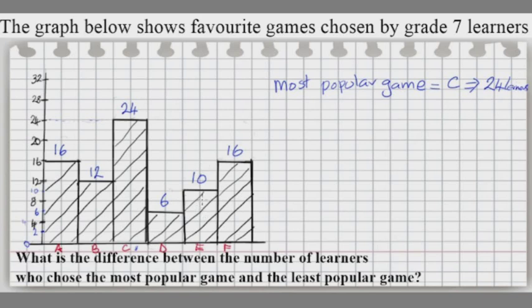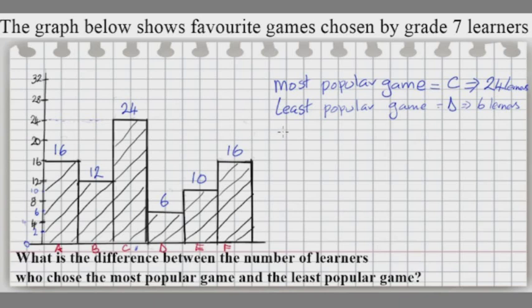And then the least popular game in our graph here, so this is the game that had the least number of learners. So in this case we have game D, which had 6 learners preferring it. So here we have the least popular game. This is game D, which had 6 learners.